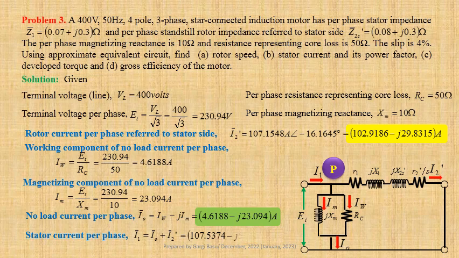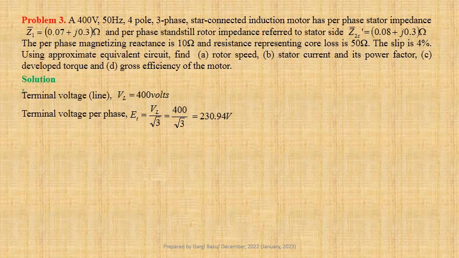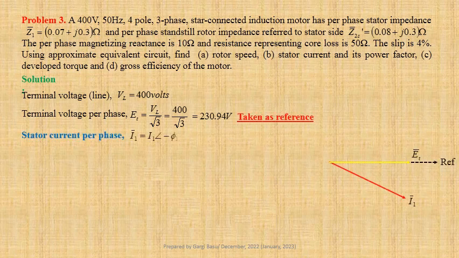Using values we get 107.5374 minus j52.9255 ampere. This may be written in polar form as 119.856 ampere at an angle minus 26.2 degree. In polar form, we can write stator current per phase I1 equals I1 at an angle minus phi 1 equals 119.856 ampere at an angle minus 26.2 degree.